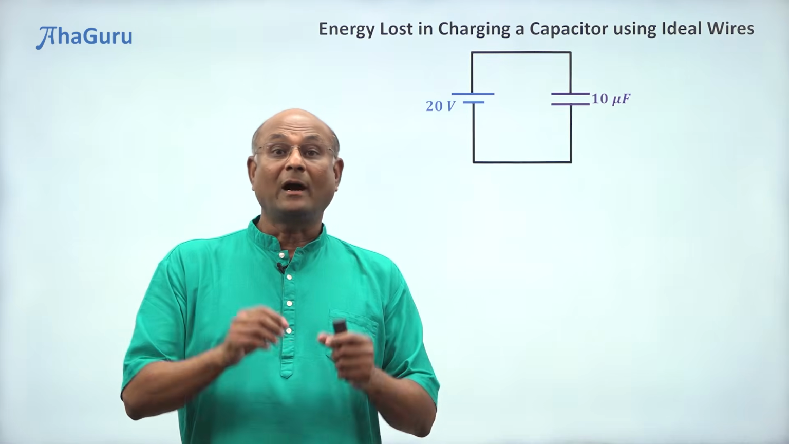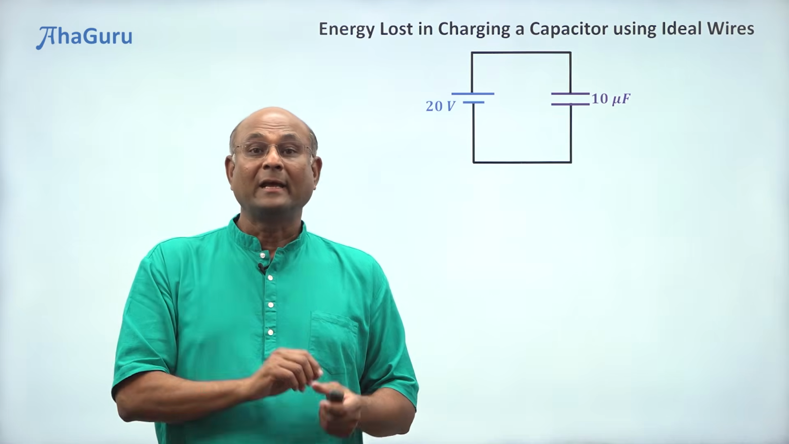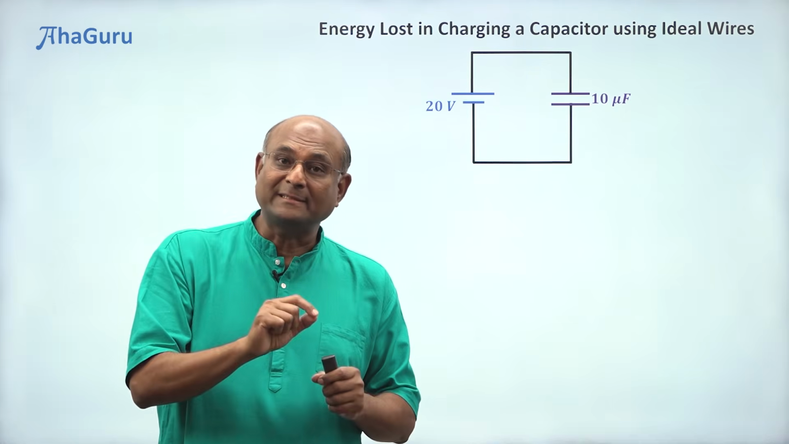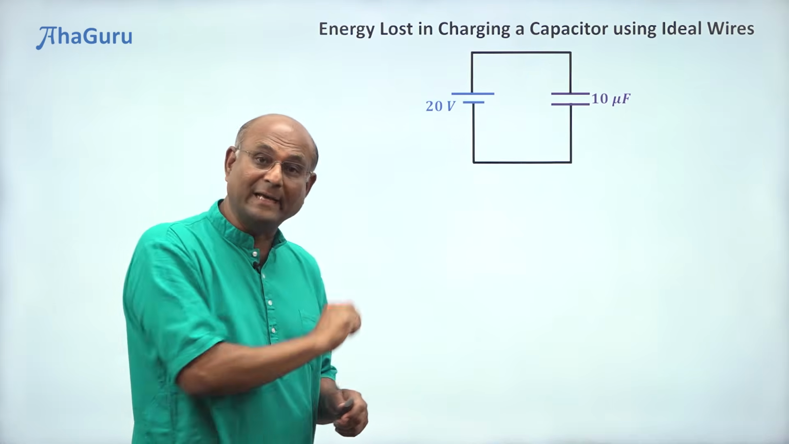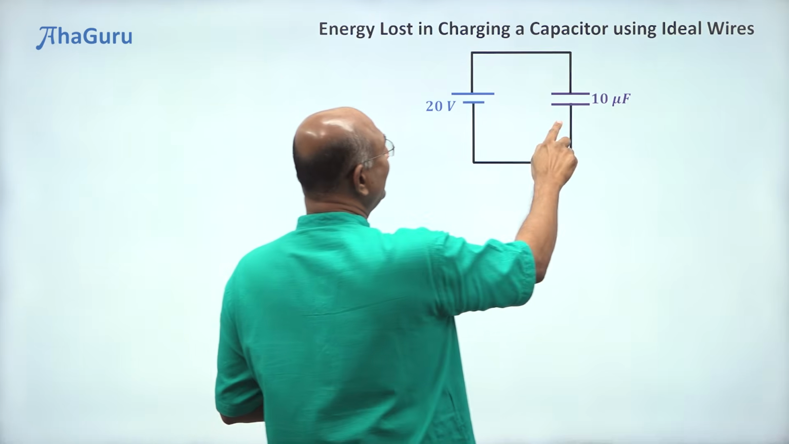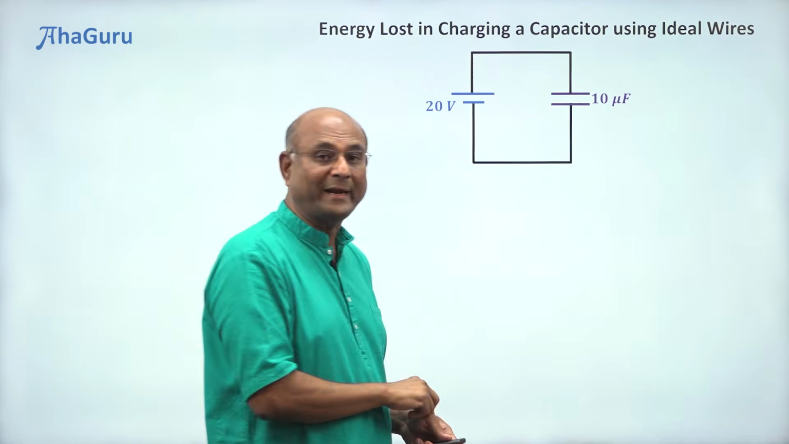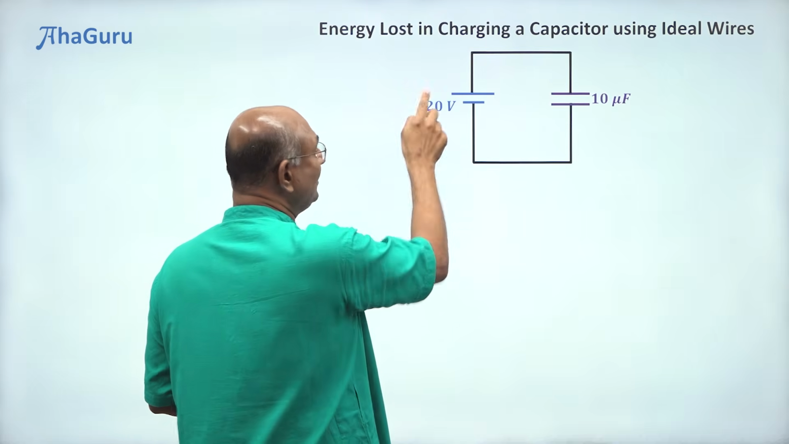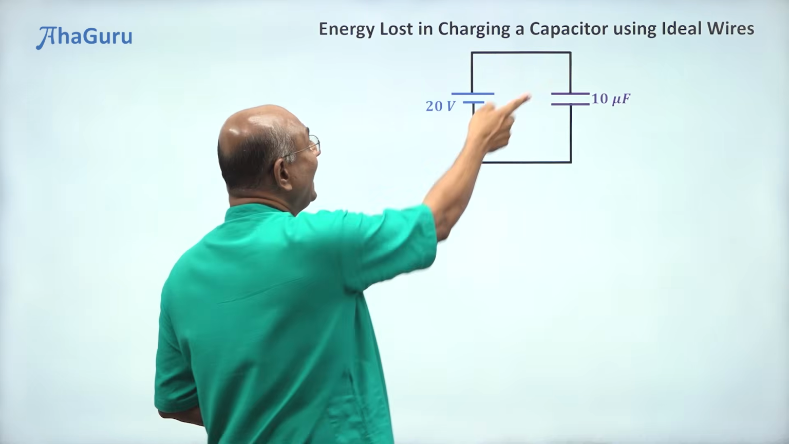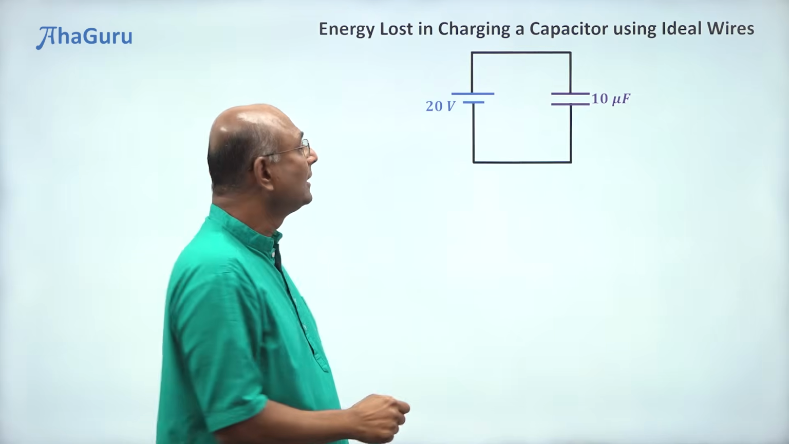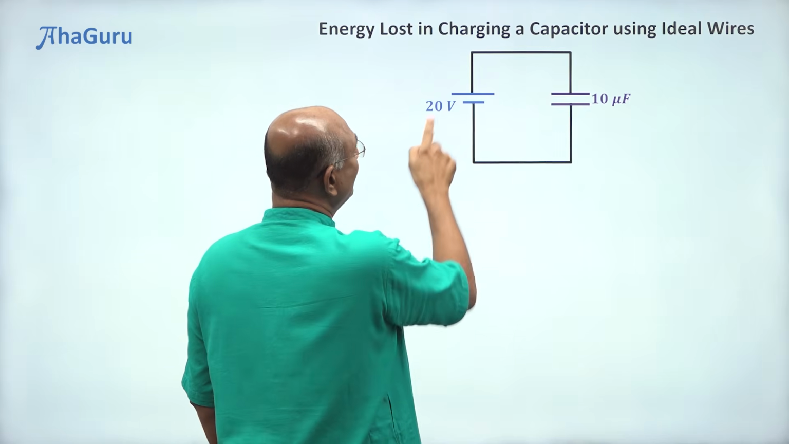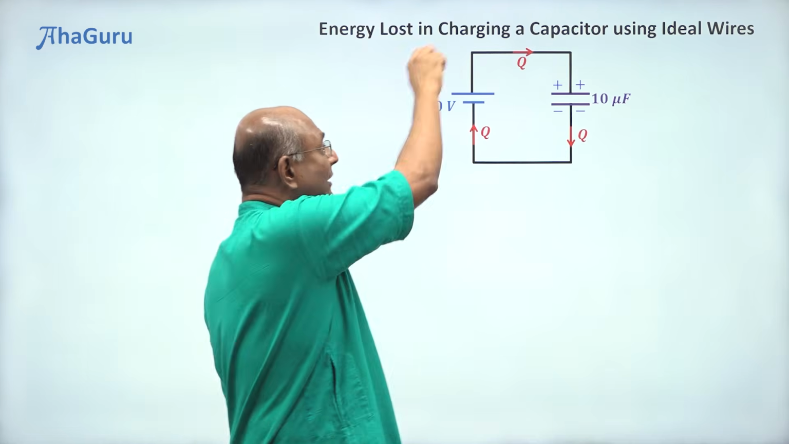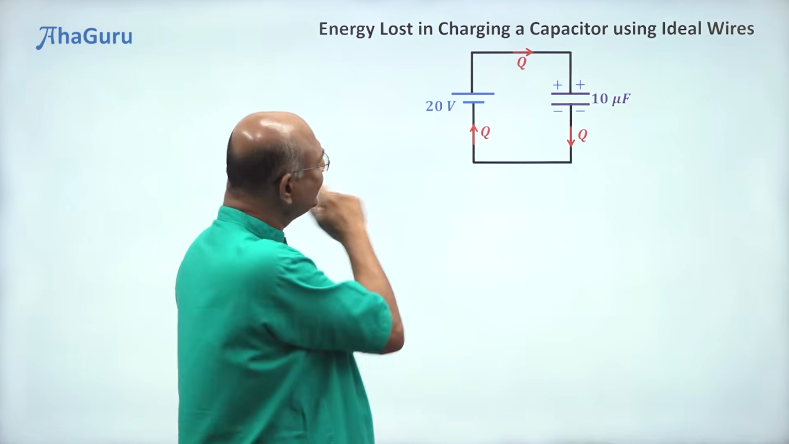To understand how heat dissipation happens, even when you are using ideal wires to charge a capacitor, let us look at this example. I have this 10 microfarad capacitor which is initially uncharged. I'm connecting it to this 20 volt battery using ideal wires. The moment I connect, this battery will take charge Q from the bottom plate and put it on the top plate. How much is this Q?